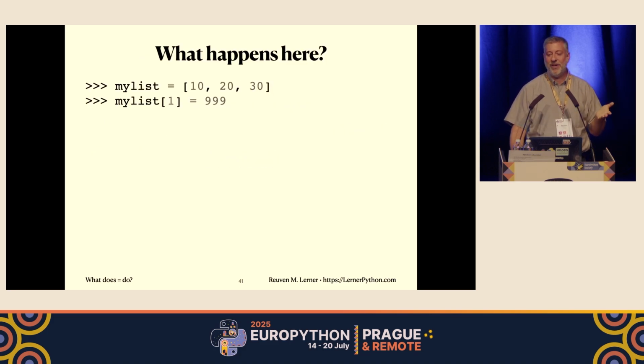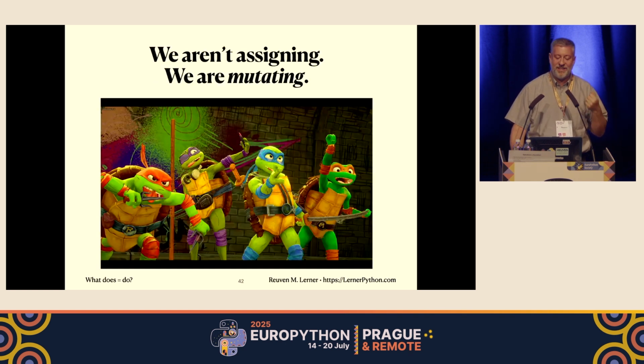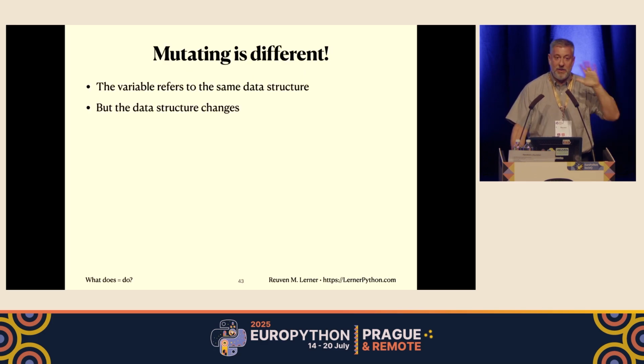What happens here? If I say my list equals 10, 20, 30, and I say my list of 1 equals 999, is that assignment? Well, sort of, kind of, but not really. And actually in the Python world, no, we are not assigning, we are mutating. We are modifying the data. And that is different. It's very different because the variable still refers to the same data structure. It's the data structure that has changed.